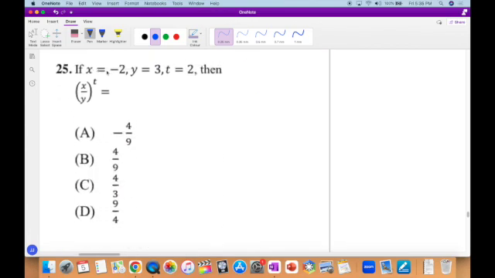If x is equal to negative 2, y is equal to 3, t is equal to 2, then that is what? So x is negative 2 all over, y is 3, and t is 2. So remember, we could square, if we remember the laws of indices, 2 2s are 4 all over 3 3s are 9, so it'll be 4 over 9.